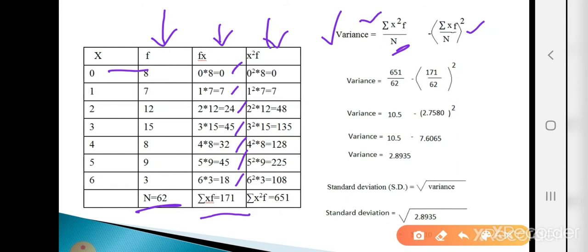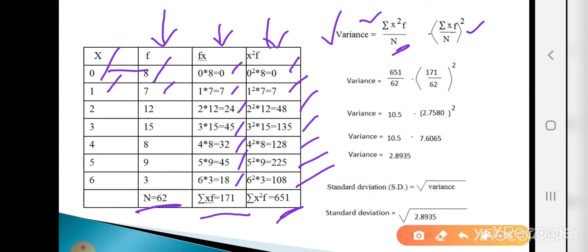Now make the last column x square into f. What is meant by x square into f? Squaring the values of x and then multiplying by the corresponding value of f. So 0 square into 8, that is 0. Then 1 square into 7, that is 7. Then 2 square, that is 4, 4 into 12, that is 48. 3 square, that is 9, 9 into 15, that is 135. 4 square into 8, that is 128. 5 square into 9, that is 225. Then 6 square into 3, that is 108. So the total of column summation x square into f is 651.